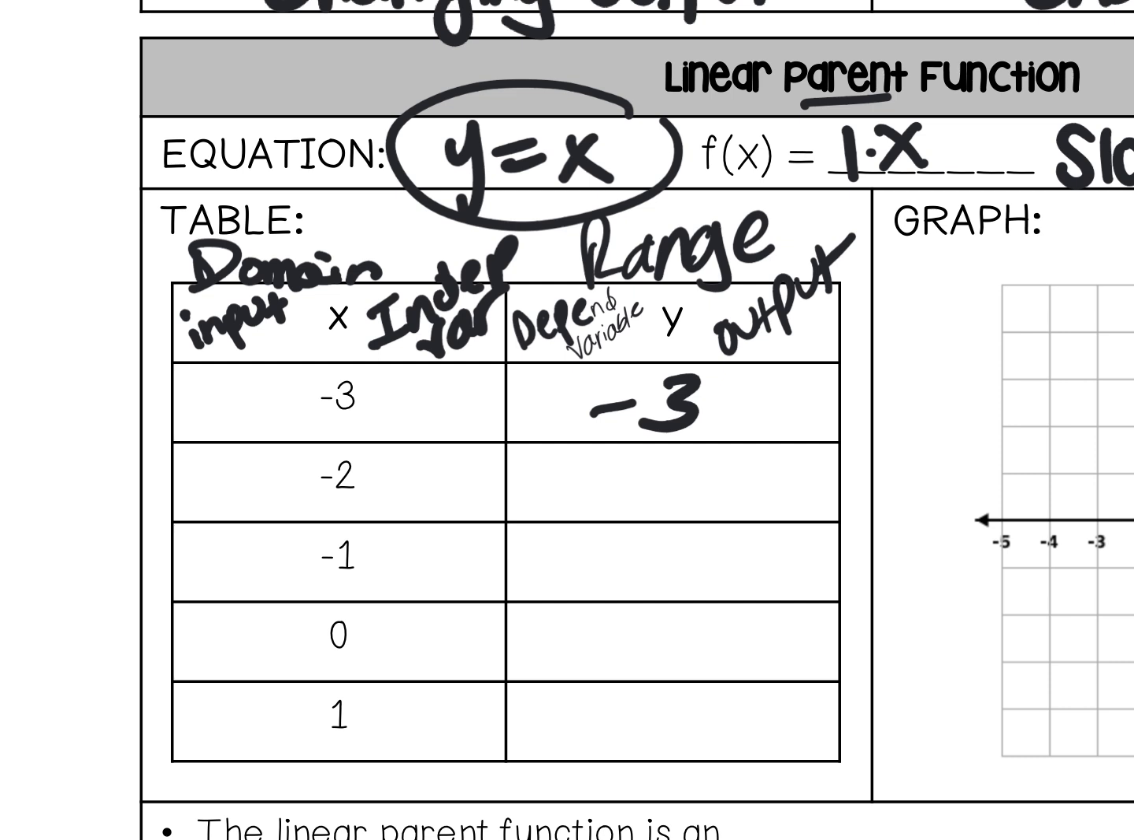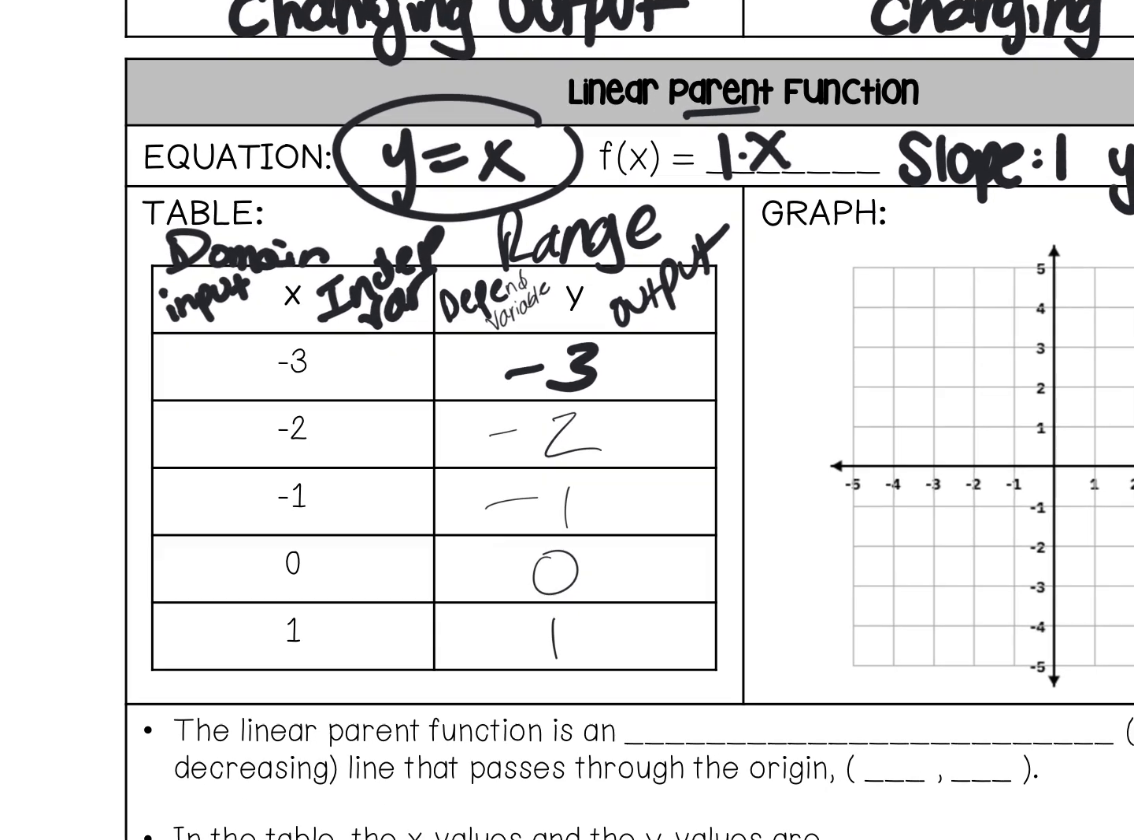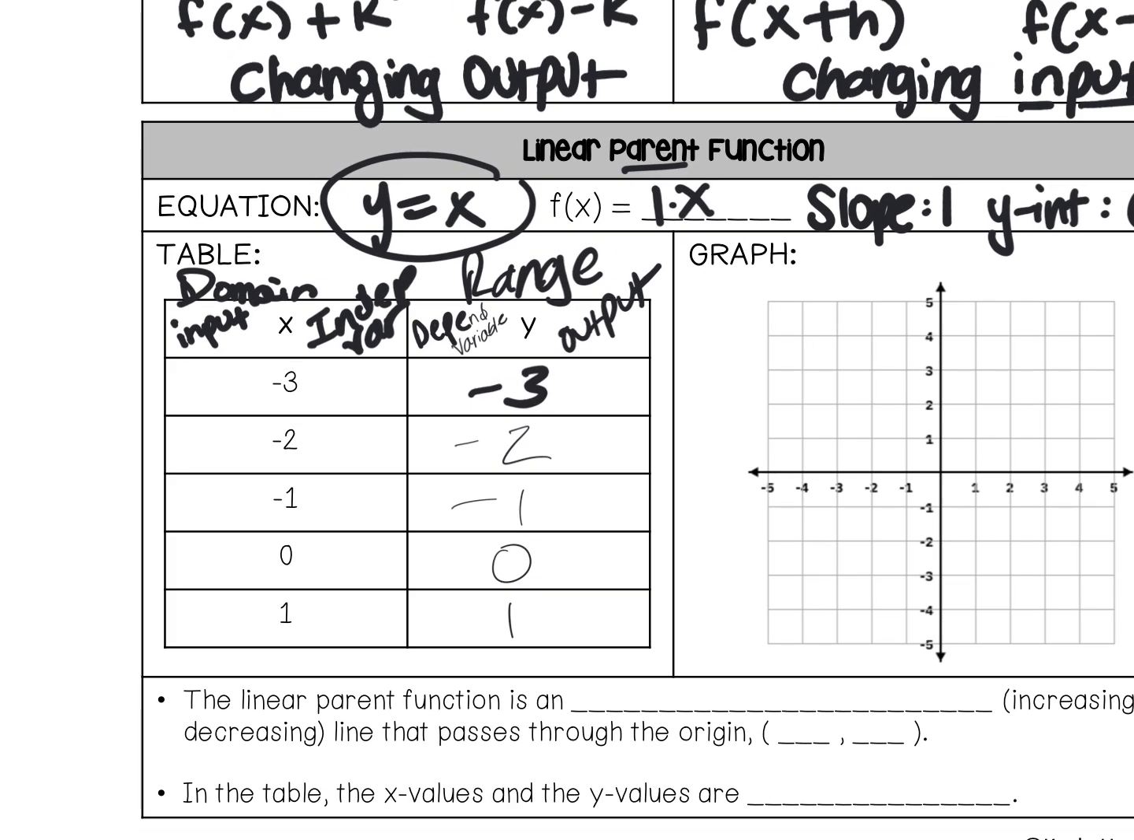Here the rule is whatever your x is, multiply it by 1. That's why the values are equal. So for the mother function, x and y are equal, because we're just multiplying by 1. Then we graph it. When you graph, you start in the middle, and then you look at your x value. If it's negative, you go to the left. The y value, if it's negative, you go down. So we go to the left 3, down 3.